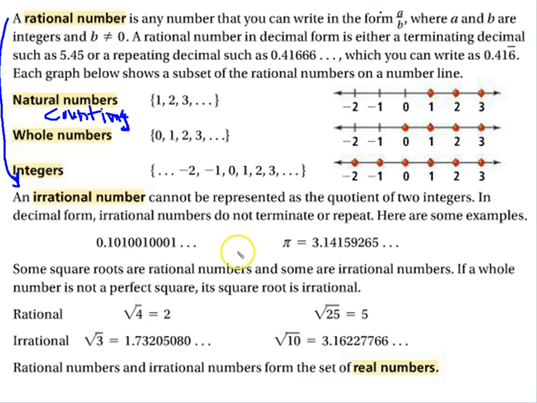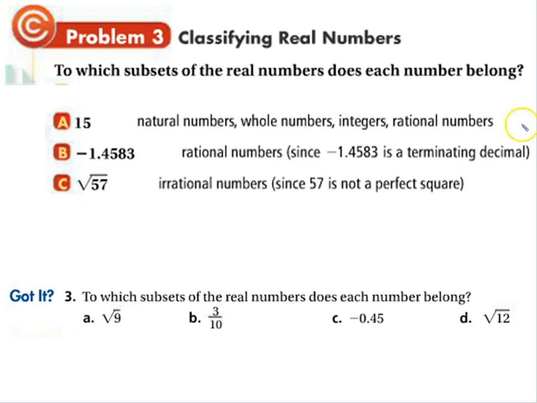Okay. An irrational number is any number that is a square root that's not a perfect square. The square root of 3 is an irrational number. The square root of 10 is an irrational number. The square root of 4 is rational because it has a perfect answer. Irrational numbers are also decimals that never repeat and never end. So one example is the number pi. That is an irrational number.